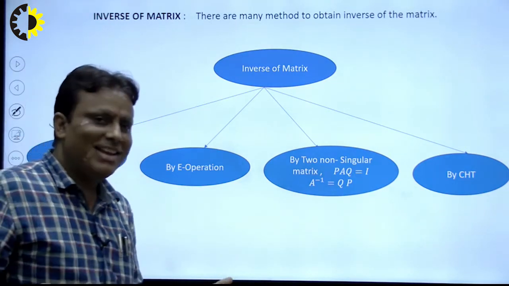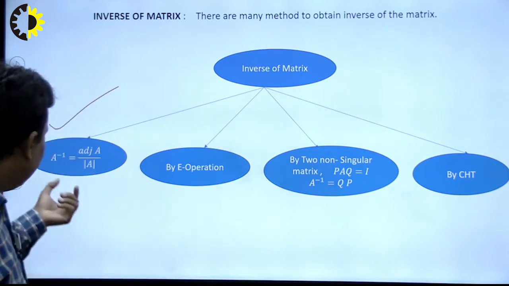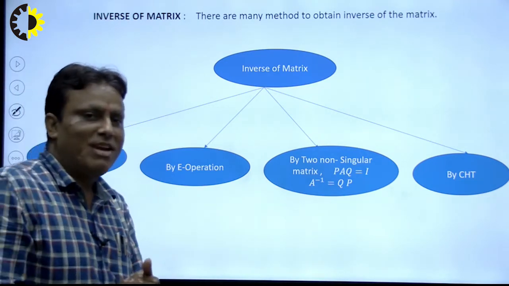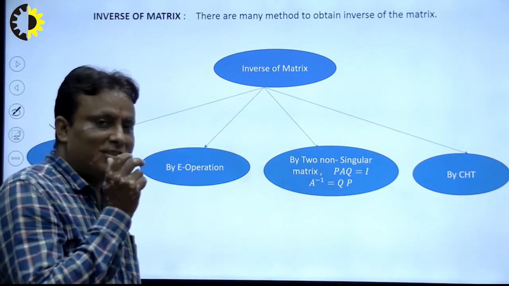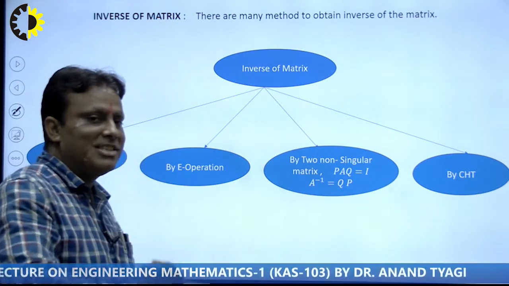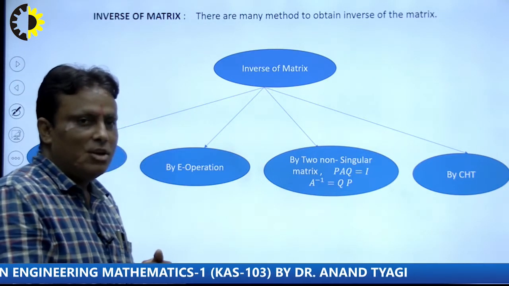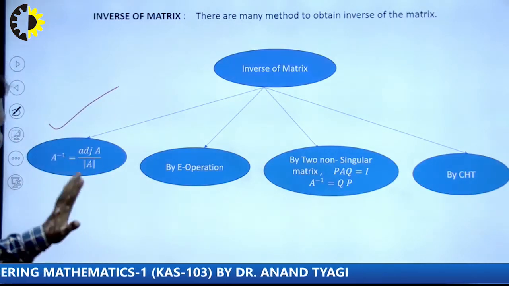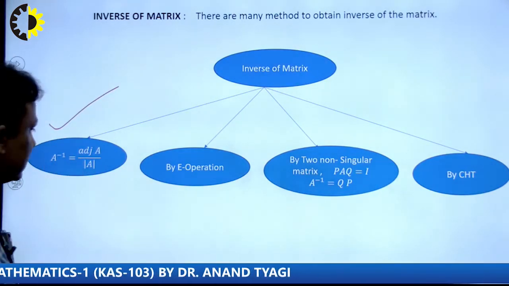The question is that if A is of order 4 by 4 or 5 by 5, this problem may take a large amount of time due to calculation, right? So we avoid this method here. The second is the E operation. What is the E operation?